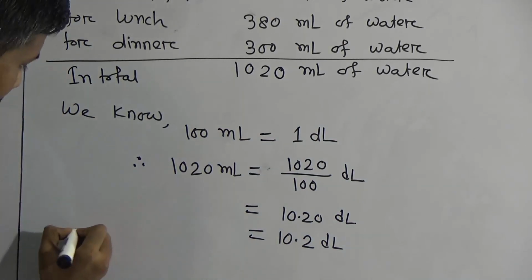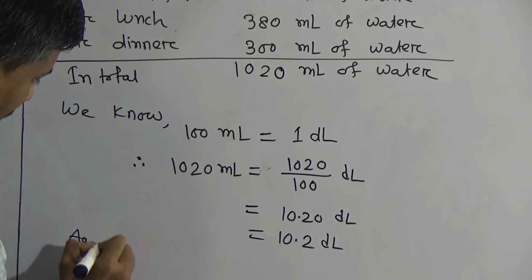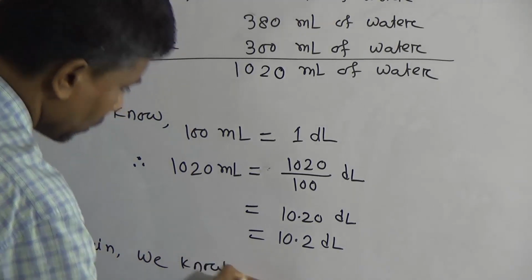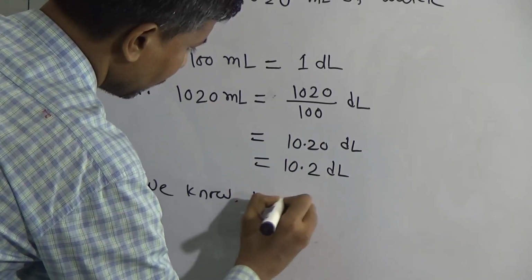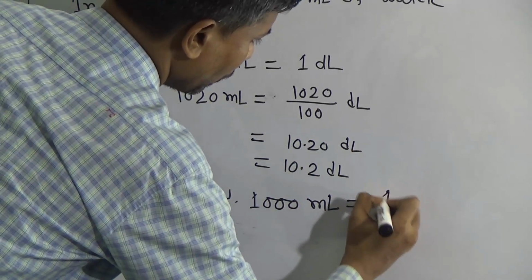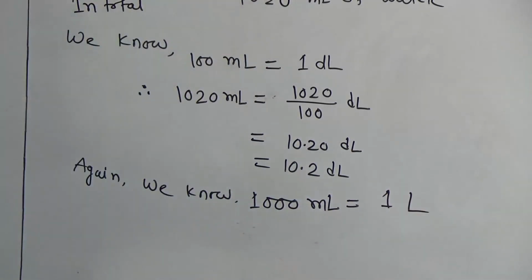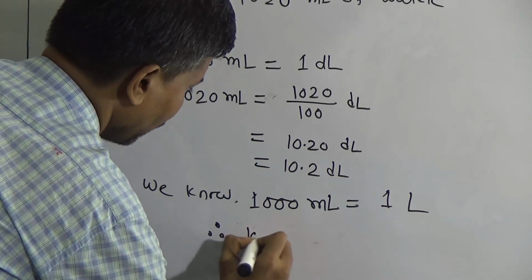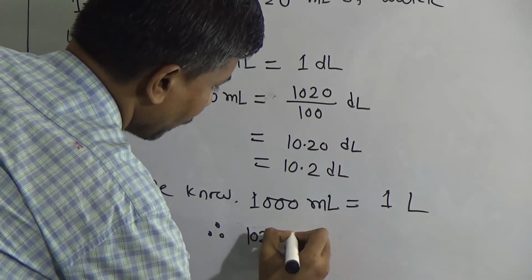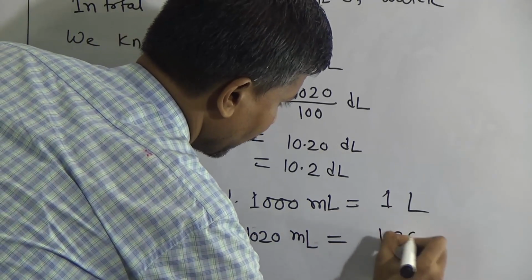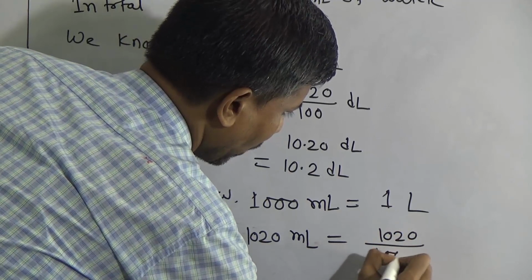Again, right here. Again, we know 1000 milliliter equal to 1 liter. Okay, 1000 milliliter equal to 1 liter. Therefore, 1020 milliliter equal to 1020 by 1000.